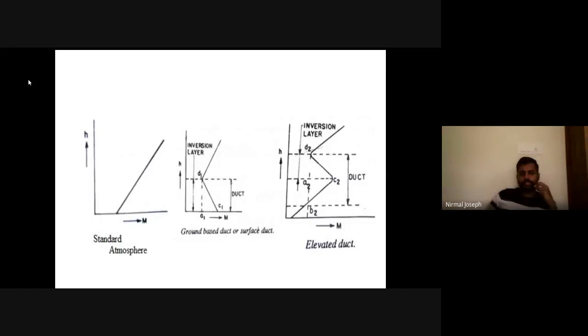So next is shown the ground-based duct or surface duct. See what is the difference there? There the m is decreasing up to a particular height. M is decreasing. What if the refractive modulus m is decreasing? Means there can be a duct. Okay, or the medium is getting denser and denser, or the temperature is not falling as we are expecting.